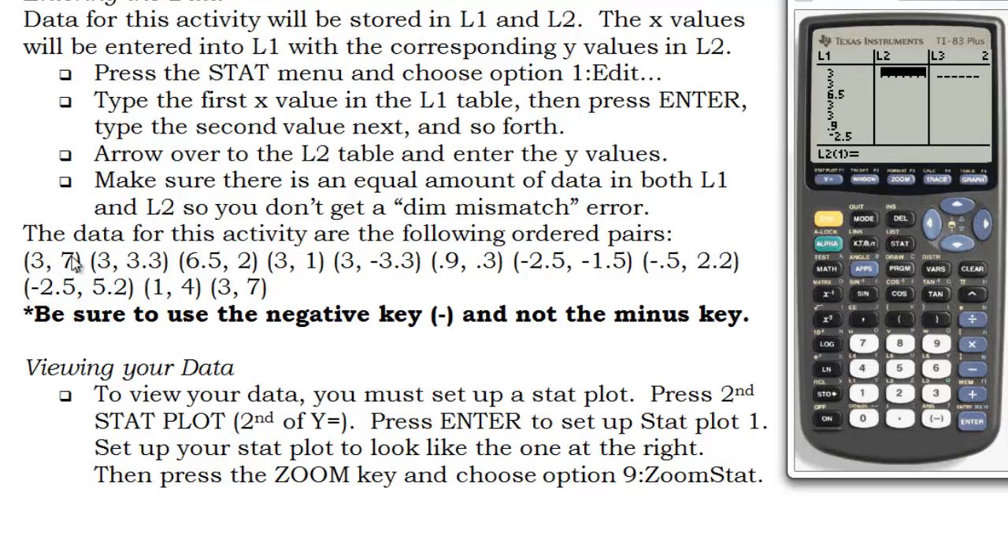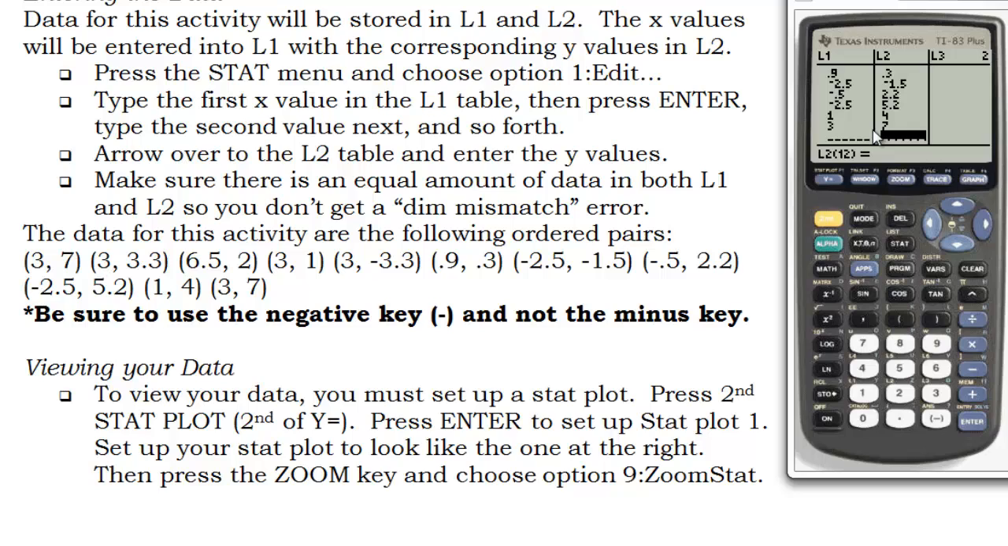So back here to the Y's, 7, 3.3, 2, 1, negative 3 3/10, 3/10, negative 1 5/10, 2 2/10, 5 2/10, 4, and 7. You want to make sure you have equal numbers of X values with Y values.